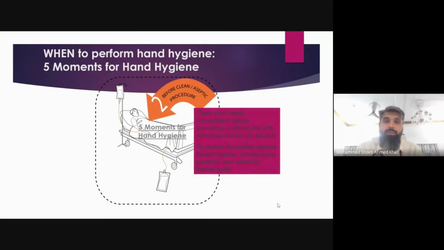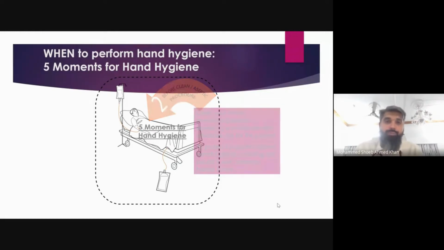And then the second step is you need to clean your hands immediately before assessing any critical sites, especially if there is a catheter there, a PD catheter, or any line. Before touching a patient, again, re-sanitize your hands.